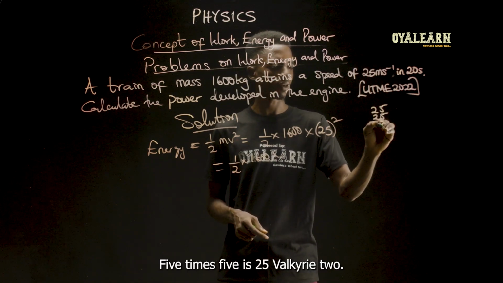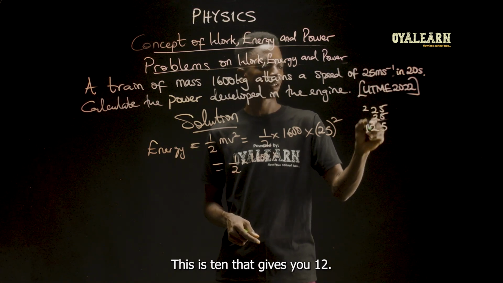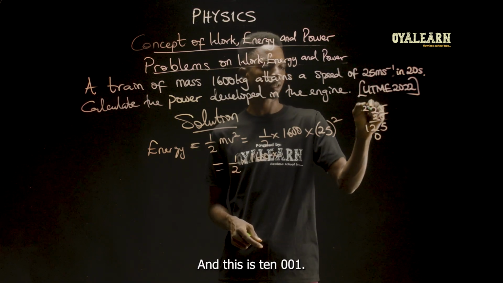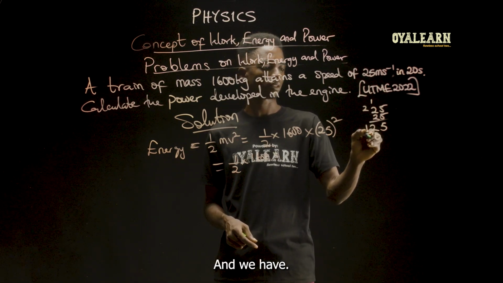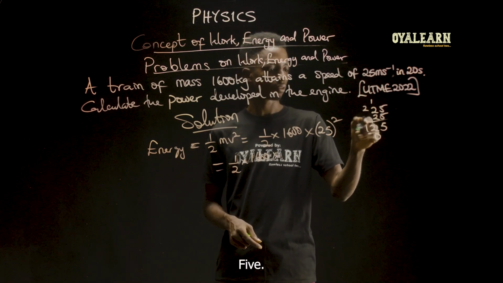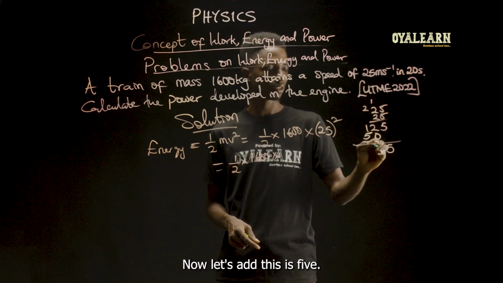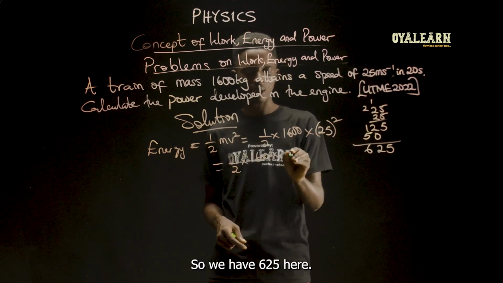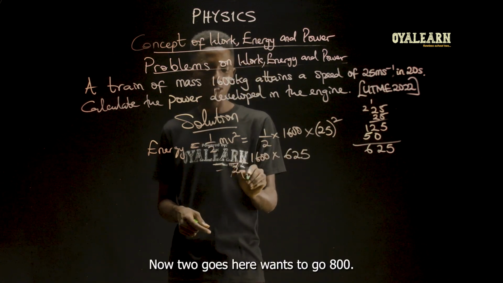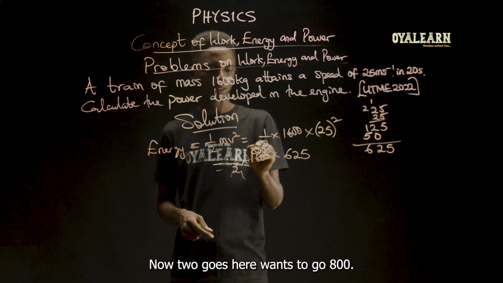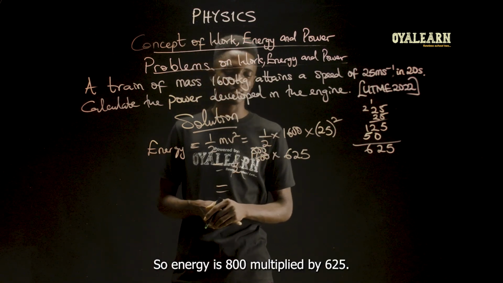5 times 5 is 25, 5 carry the 2, this is 10, that gives you 12, and this is 10, 0 carry the 1, 2 times 2 is 4 plus 1, and we have 5. Now let's add, this is 5, this is 2, this is 6, so we have 625 here. Now 2 goes here once, 2 goes here 800. So our energy is 800 multiplied by 625.